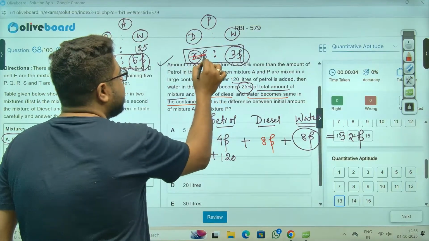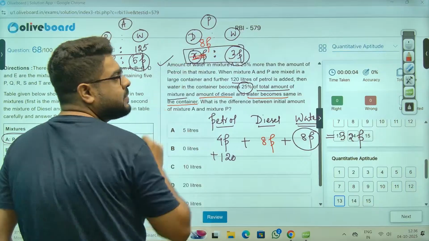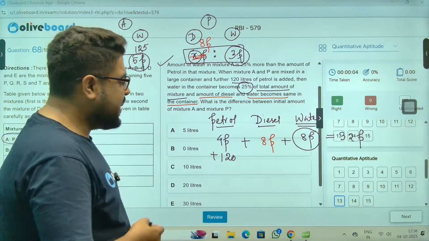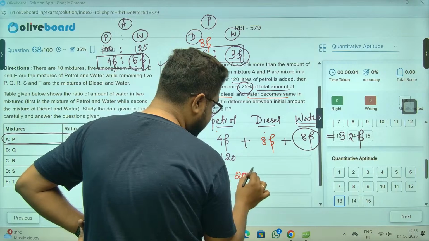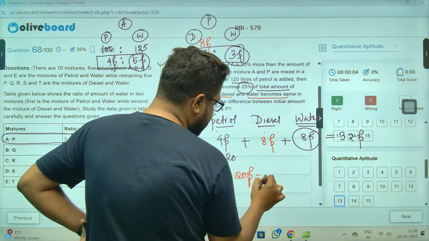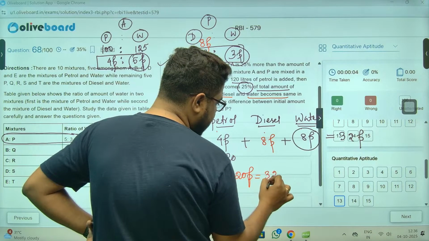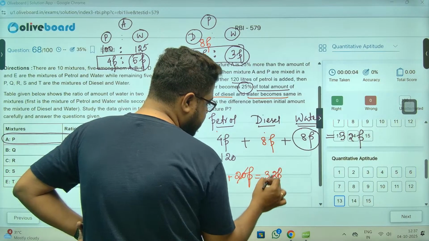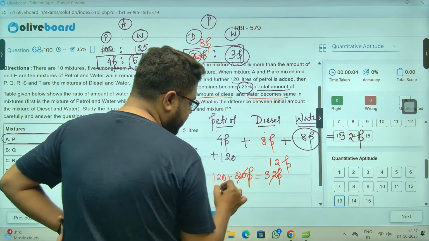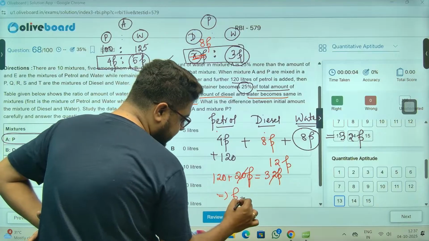Over here also it will become 8p, sir. Correct? Done, sir. 4, 8, 8, 16 plus 4 is 20p, equal to 32p. Achha, this is 120 also, na? So this is 12p. 12p is 120, so p becomes 10, sir.